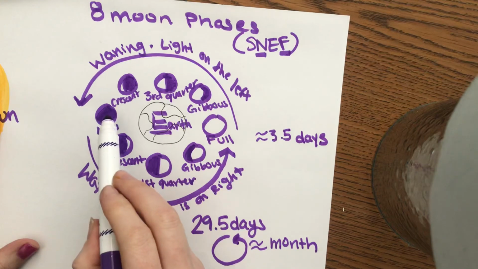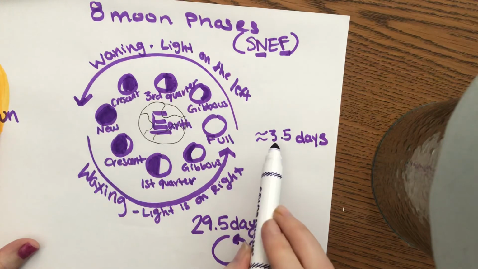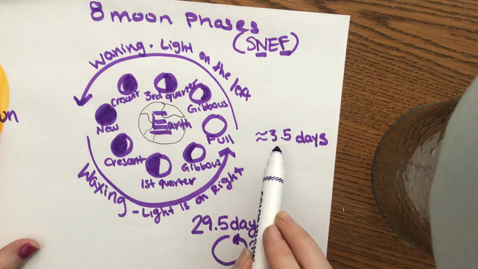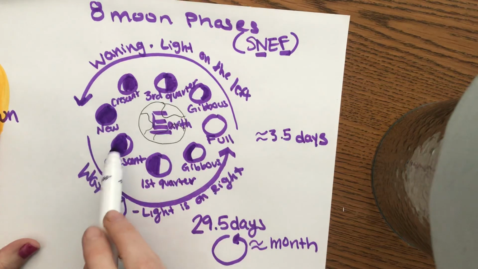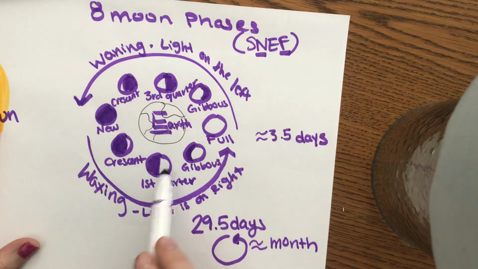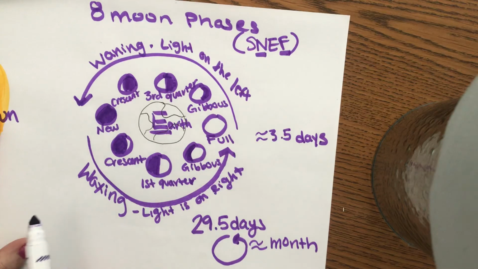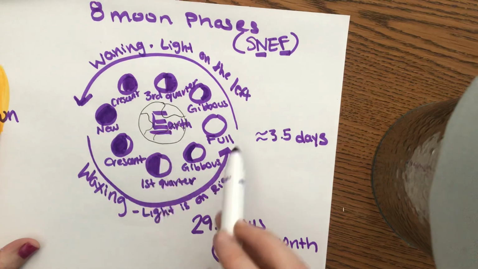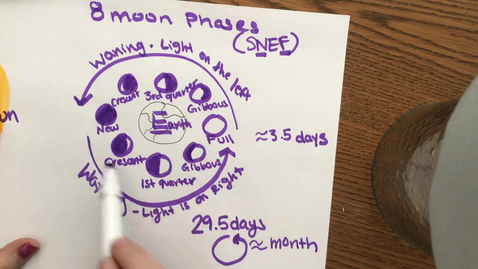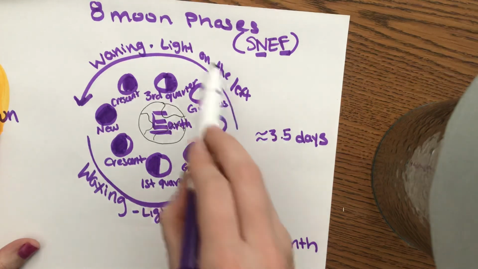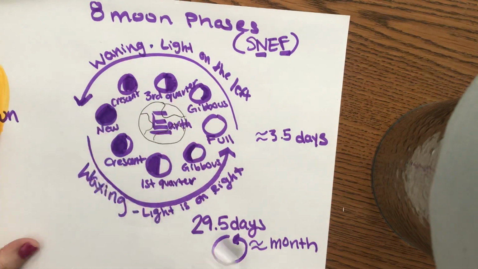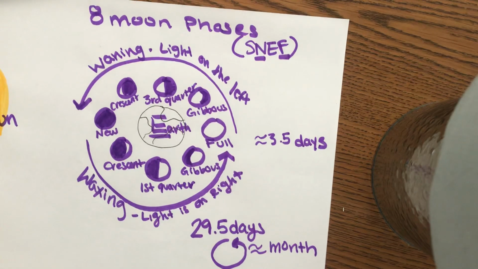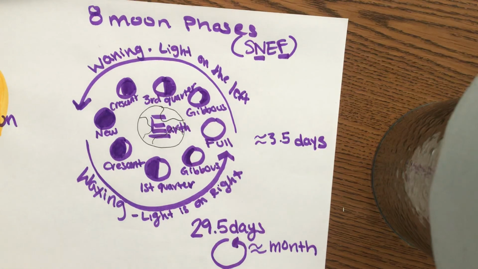So you could easily calculate if we have a new moon and we say, what's it going to be in 7 days? Well, 3.5 times 2 is 7. That's 1 week. So each week we go 2 moon phases. So what's it going to be in half a month or 2 weeks? Well, you just count it over. We have 1 week, 2 weeks, 3 weeks, 4 weeks. 3.5 days per phase. Okay, if you have any questions, ask your teacher.